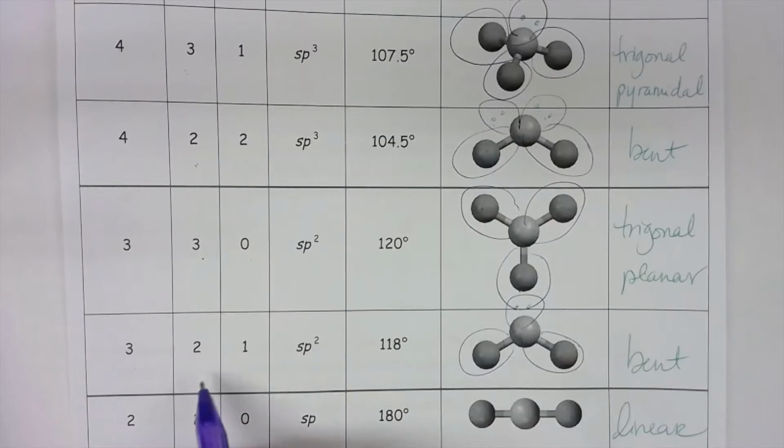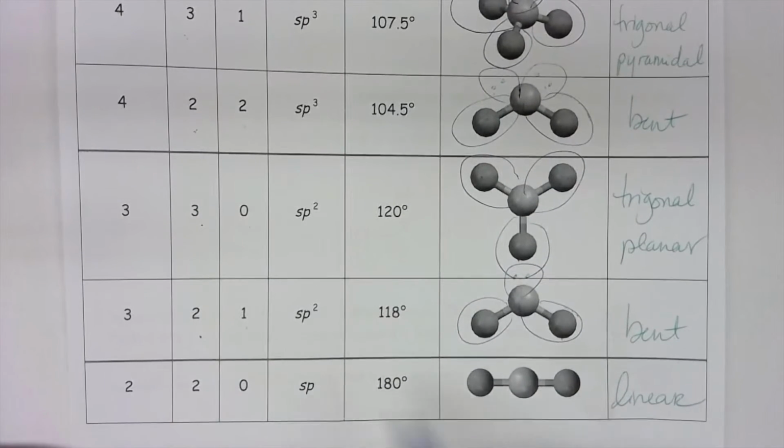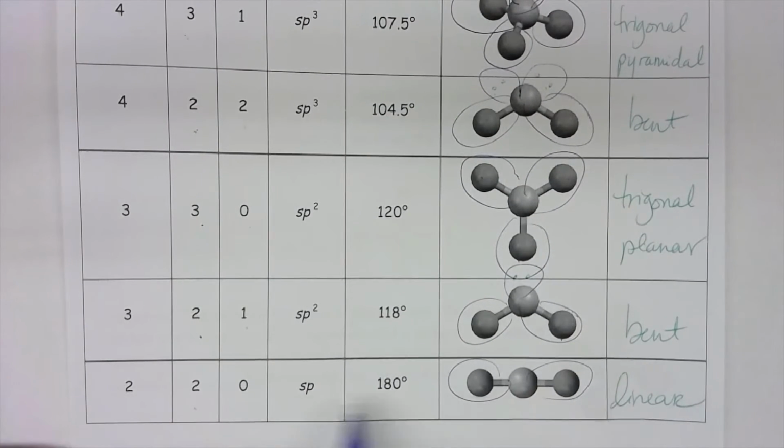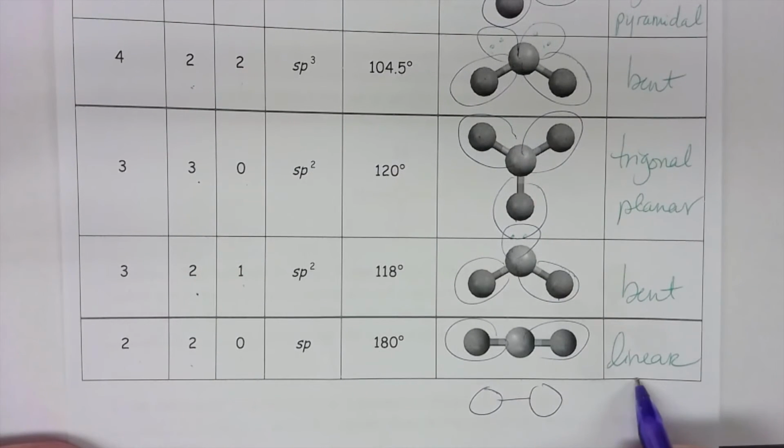Bent, if there's 1 lone pair on the central atom, then you can have a bent shape as well. And linear, no lone pairs on the central atom, could be 3 atoms bonded together or just 2 atoms bonded together.